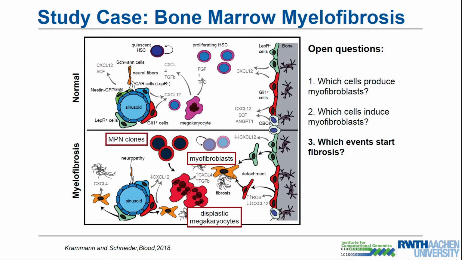To illustrate how CrossTalkeR can highlight the important players in cellular communication, and also to validate our methodology, we applied it to bone marrow myelofibrosis single-cell RNA-seq. Here we have a schematic made by Kramer and Schneider back in 2018, which shows the main changes in myelofibrosis disease. As you can see, we have a down regulation or down expression of CXCL12, which is a hematopoiesis marker. We have an increase of inflammation indicated by TGF-beta 1, also CXCL4. Moreover, we have the presence of myofibroblasts and dysplastic megakaryocytes.